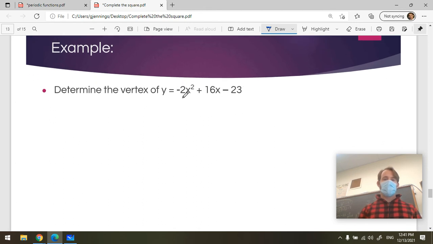So here, when we have a negative 2 or something, there's just one extra step that we need to do. It's not that much more challenge.